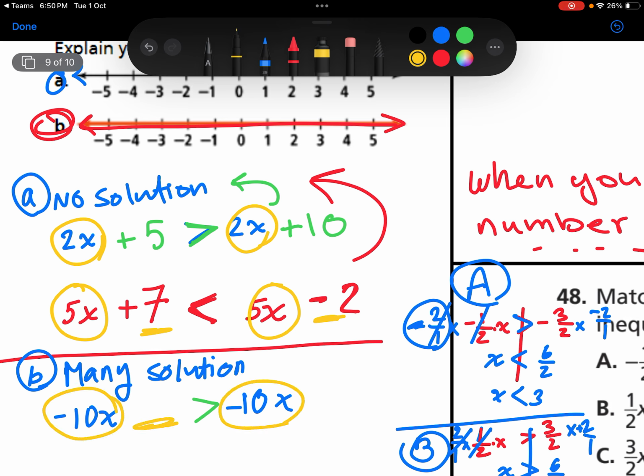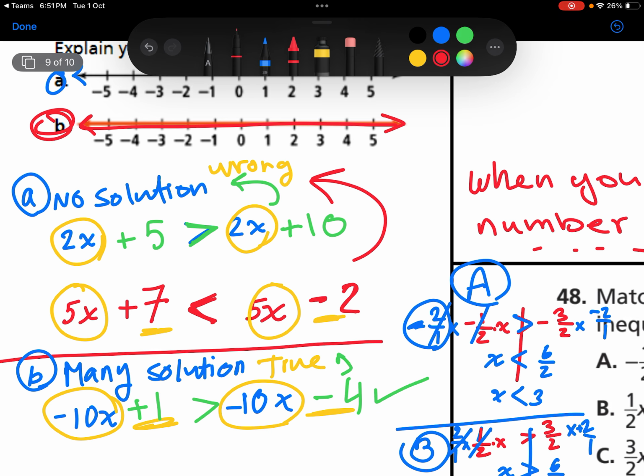Any variable, but it should be the same because they cancel out each other. The number here should be true. Many solution means it's a true statement. No solution means it's a wrong statement, okay? Think about a true statement. For example, positive 1 is more than negative 4. Yes, positive 1 is more than negative 4. So it's a many solution.